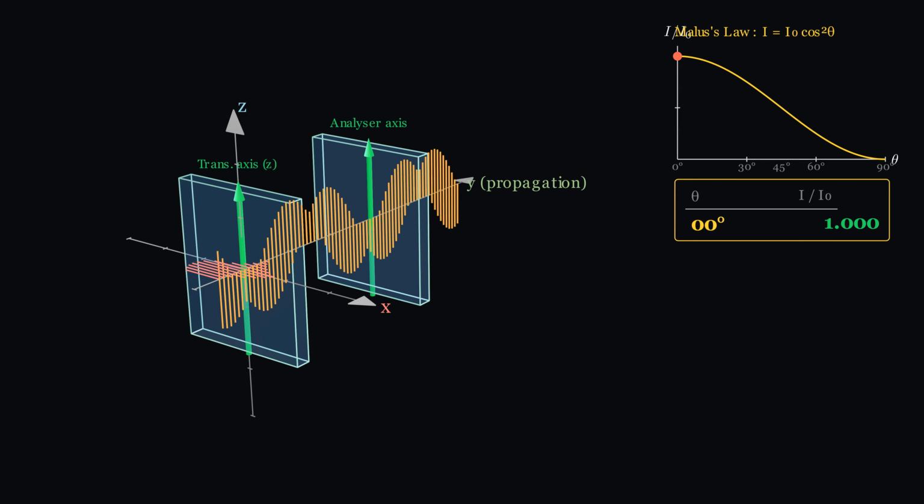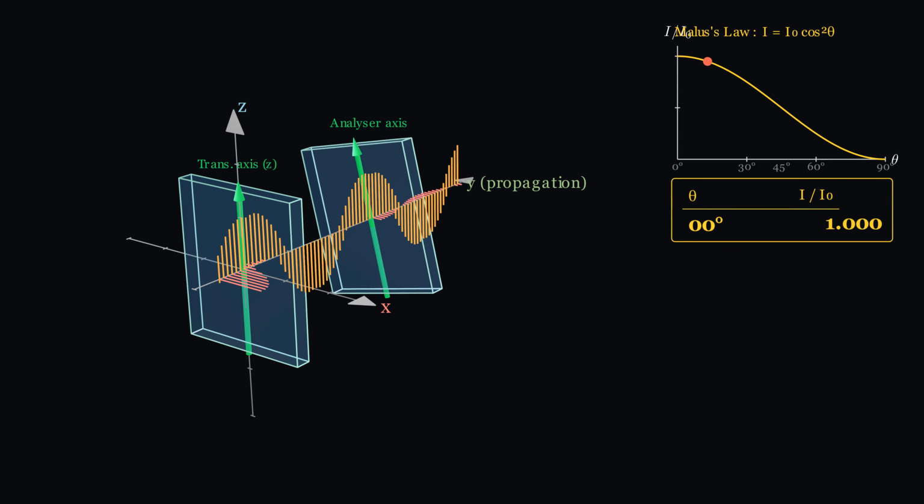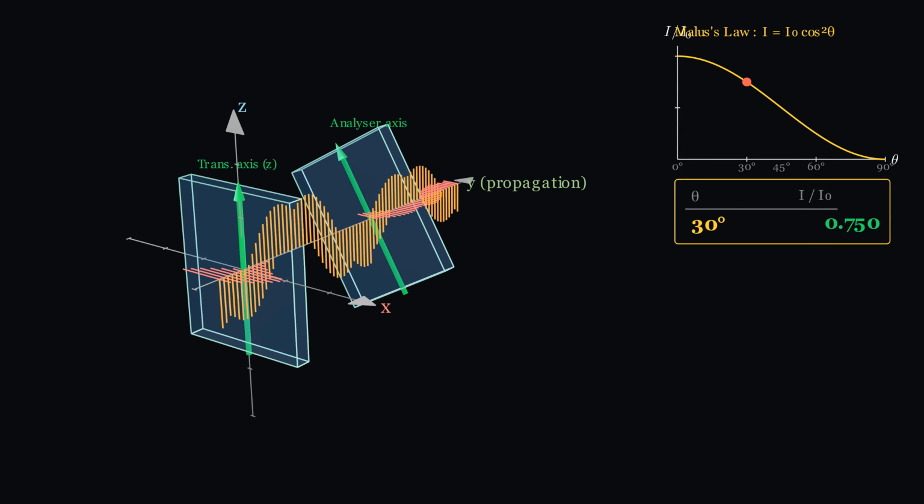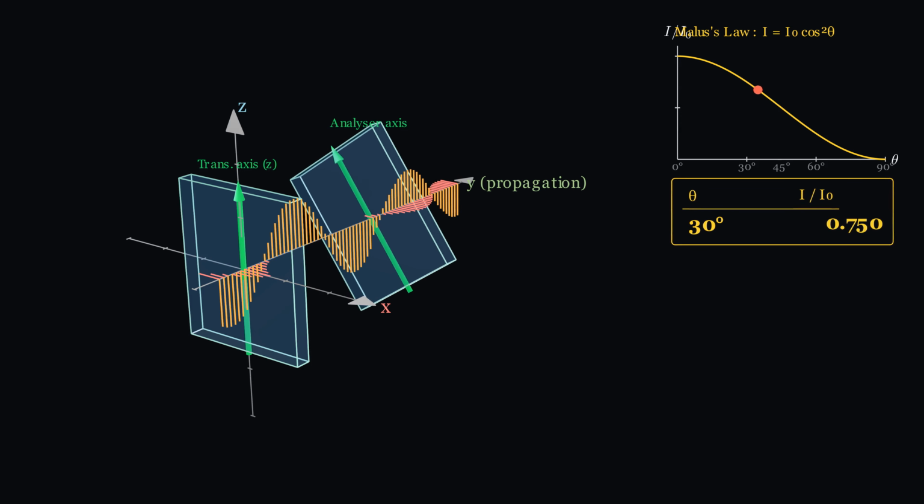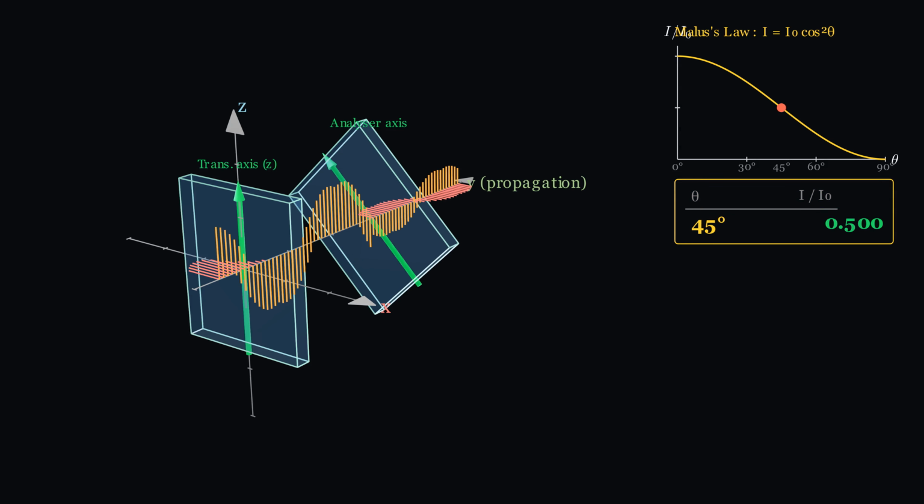At 30 degrees, I over I0 equals 0.750, which is cosine squared of 30 degrees. At 45 degrees, I over I0 equals 0.500, which is cosine squared of 45 degrees.